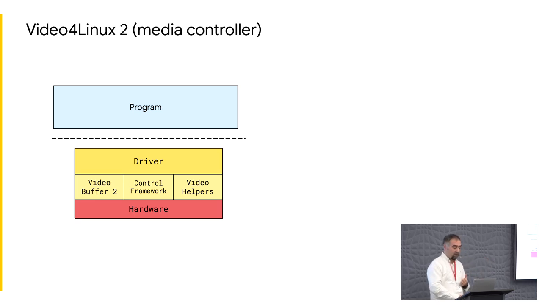So this is how Video for Linux works. You have a driver that supports video buffers, control framework, different helpers. So if you have, let's say, 100 different devices, that means you will need 100 different video drivers. And this doesn't scale because, yeah, we have thousands of different mobile phones.